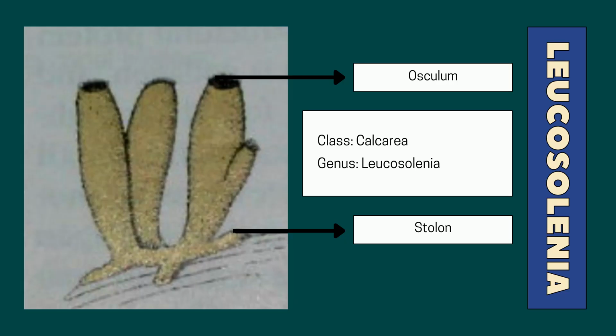The first representative for phylum Porifera is Leucosolenia under class Calcarea. Leucosolenia is a sponge that buds from rocks near seashores. In this representative, we can identify the stolon, an extension that can generate a new organism, and the osculum, which are tube openings at the summit.